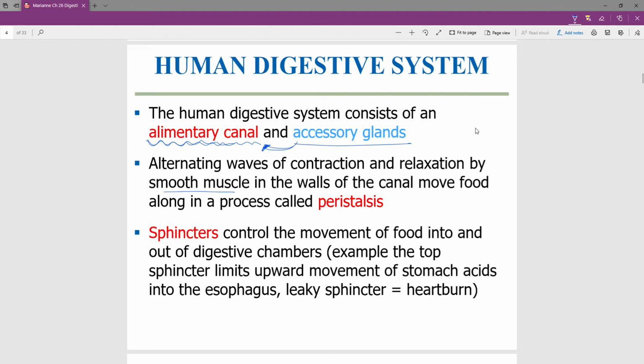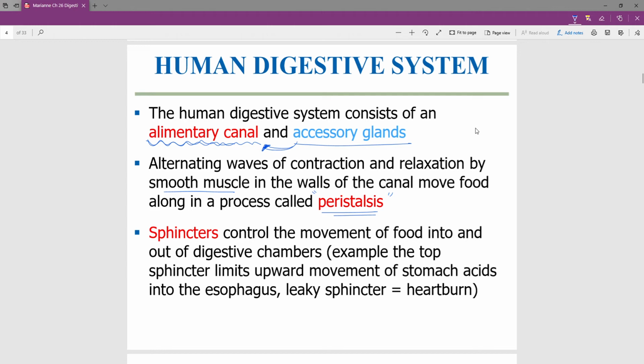Remember, those are involuntary, in this process called peristalsis. Peristalsis is really just a contraction and relaxation of the muscle tissues that propels the food through the tubes that make up your alimentary canal, or your digestive system. You can see that in your esophagus, your small intestine, your large intestine. That's the process that moves food through your digestive system.